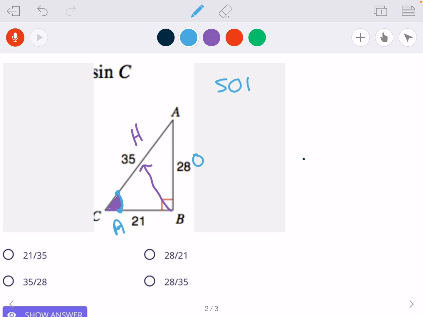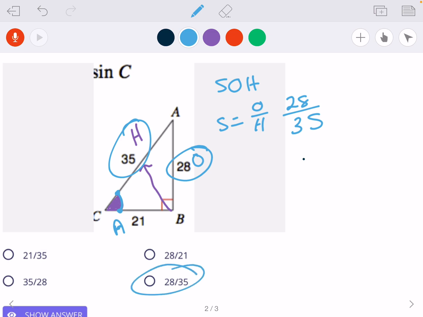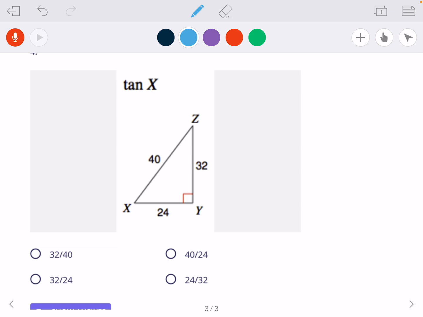Sine is opposite over hypotenuse. So opposite is 28 over hypotenuse, 35. So there's your answer there. Now, if they're reducible, you may find that you need to reduce, like in the other ones down below. So if you got it right, you just have to reduce.